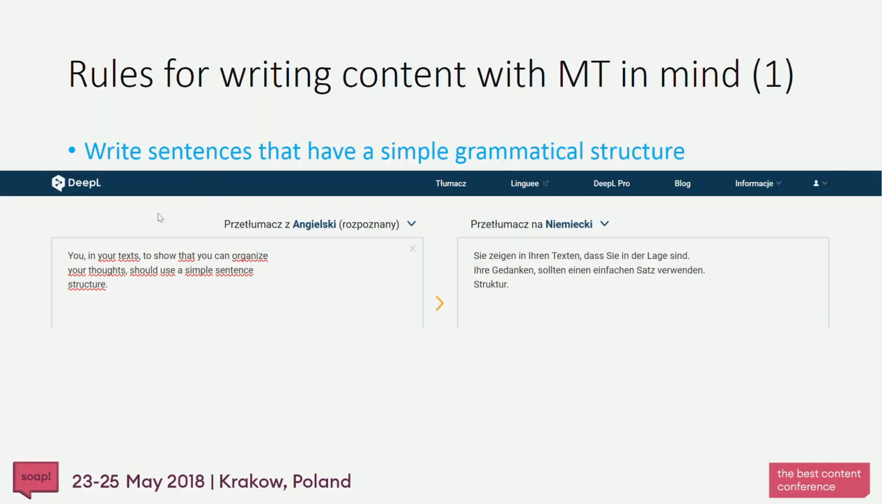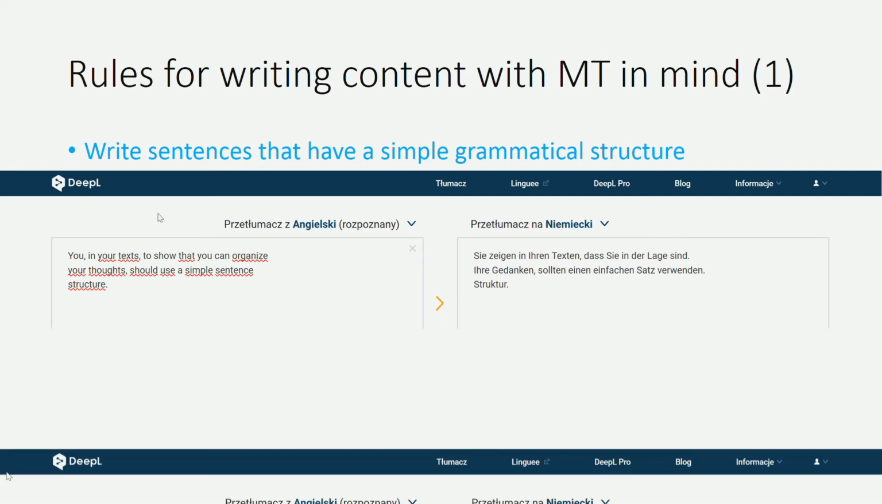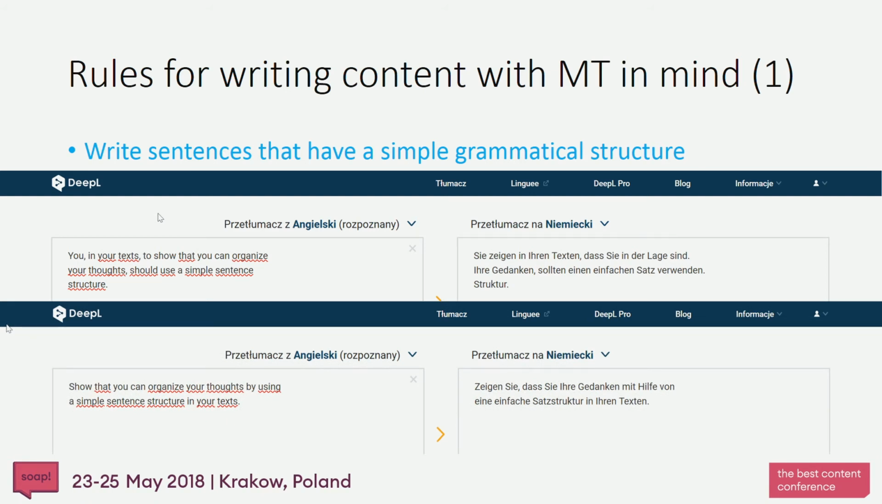So here is a small example that writing sentences in a simple grammatical structure makes a big difference to a machine. Here is an example of what's the difference. That's a Polish, that's an English-German example because I believe most of the people here know both of those languages.